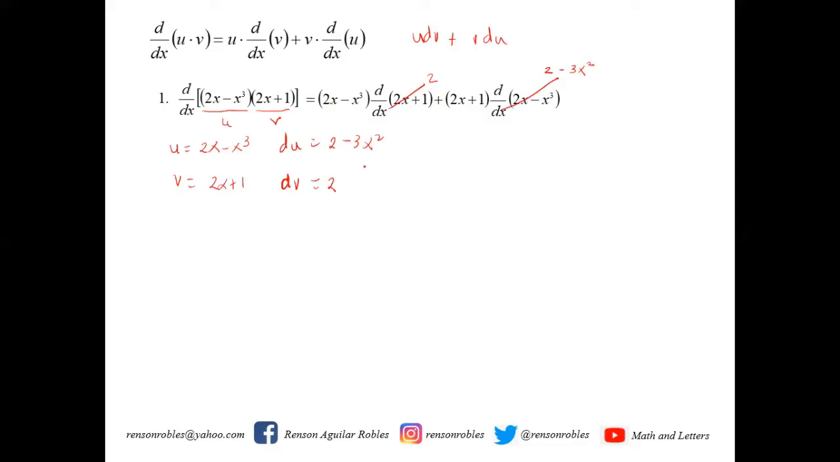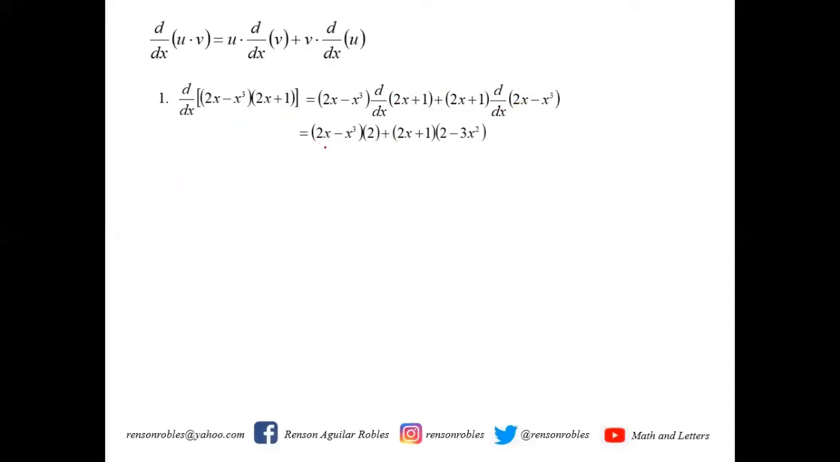Okay, then we shall now have... so that will become 2x minus x cubed times 2, that's the derivative of 2x plus 1, plus 2x plus 1, then the derivative of 2x minus x cubed is 2 minus 3x squared. And then the only thing left to do is to simplify this algebraically.